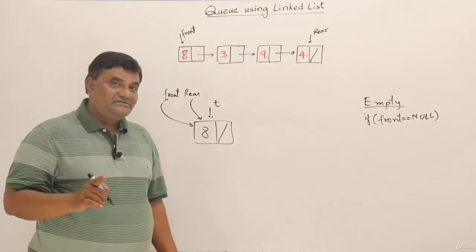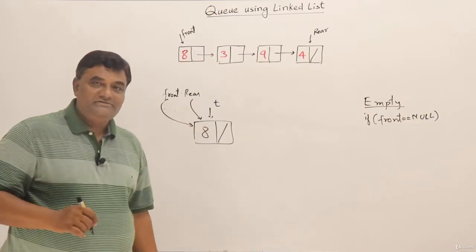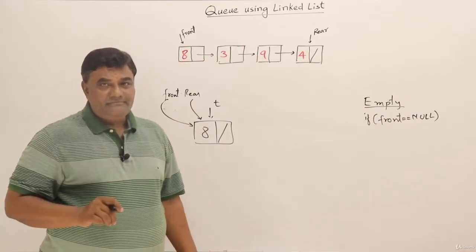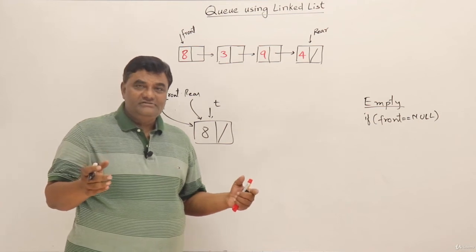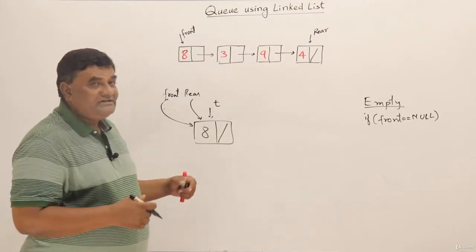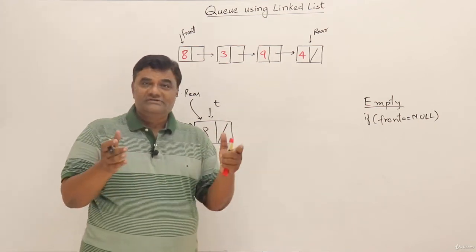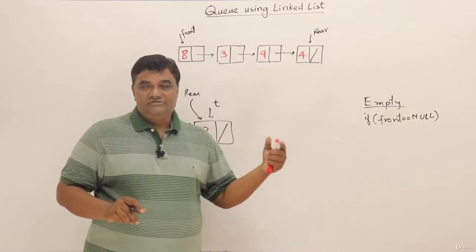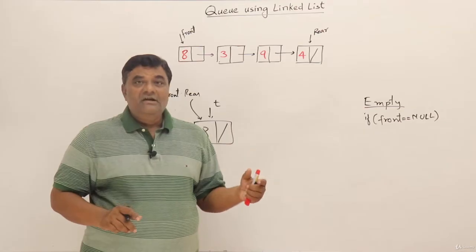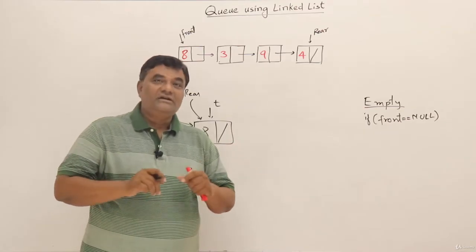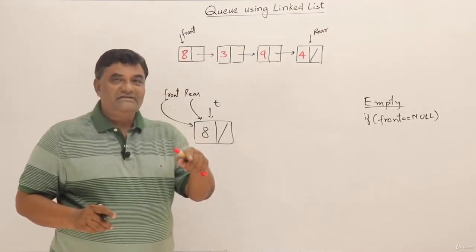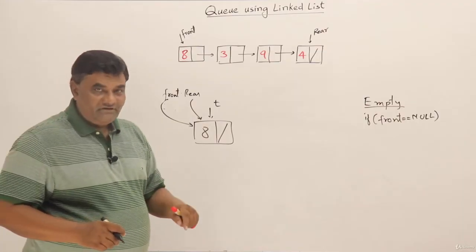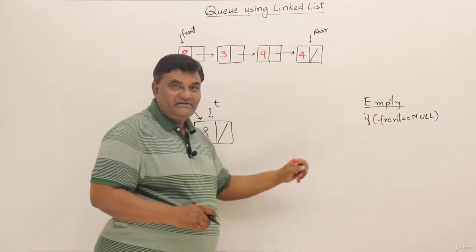When a first node is inserted, both front and rear should point on this one. Then the third thing, what is the full condition? As it is implemented using linked list, unless you impose some size, there is no limit here. You can go on adding nodes. So there is no fixed size. But when the heap is full, when you are unable to create any node, then we can say queue is full. So I will write on the full condition here.